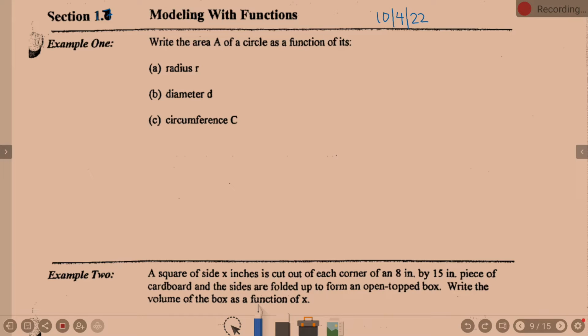Now, part A. The area of a circle as a function of its radius. Okay, guys, your pre-cal level. What do you know here? Area of a circle. Pi r squared. Pi r squared is what you should know at this level. You've been learning that since middle school, if not elementary, right?